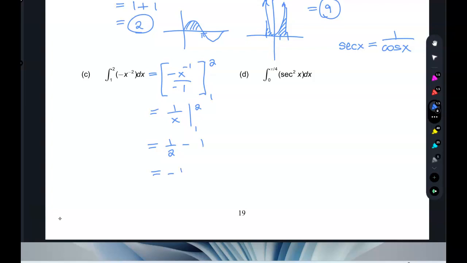Negative 1/2, which is fine. We can get a negative. That just means the area under the curve is mostly below the x-axis, or all below the x-axis. Okay, secant squared.